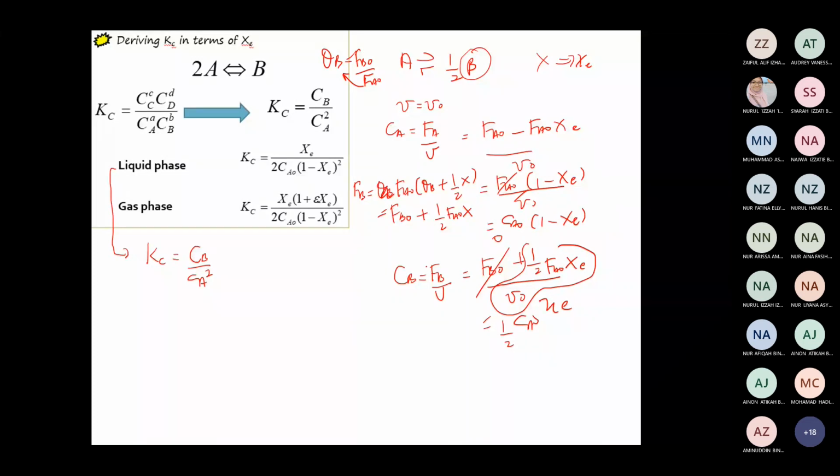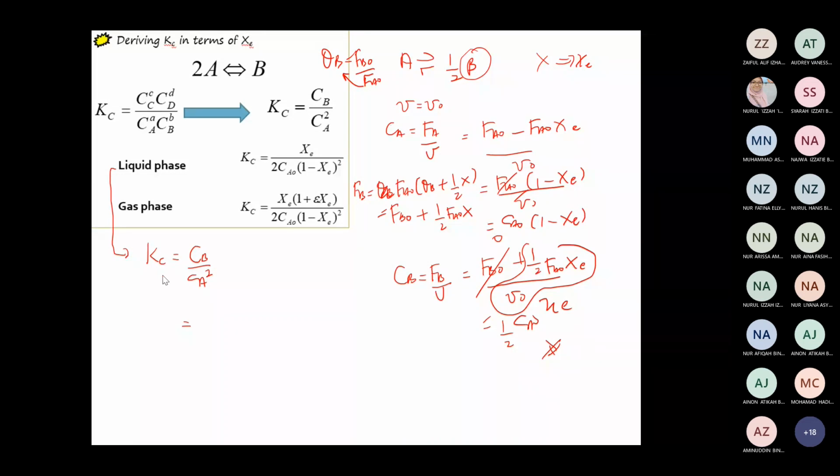Okay, so daripada situ, it becomes half CA0 XE. So faham ke until part this one? Faham, Madam. Okay, lepas tu so daripada sini we have to just substitute what is CA and CB.